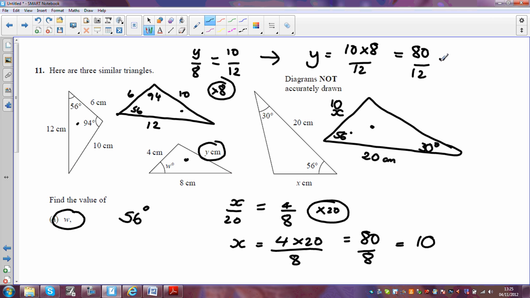Now, that's not going to give me a whole number. 12 doesn't go exactly into 80. If I halve the top and the bottom, though, that's 40 over 6. Do that again, I get 20 over 3. So Y is actually 20 thirds. If I write that as a mixed number, how many 3's are there in 20? Well, that's 6. 6 3's are 18. So that's 2 left over. So in fact, Y is 6 2/3 centimeters.